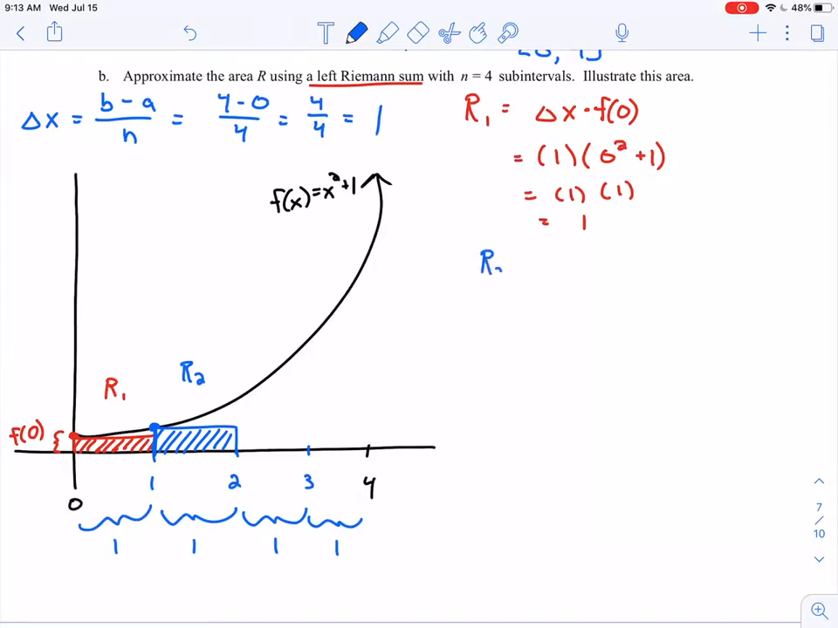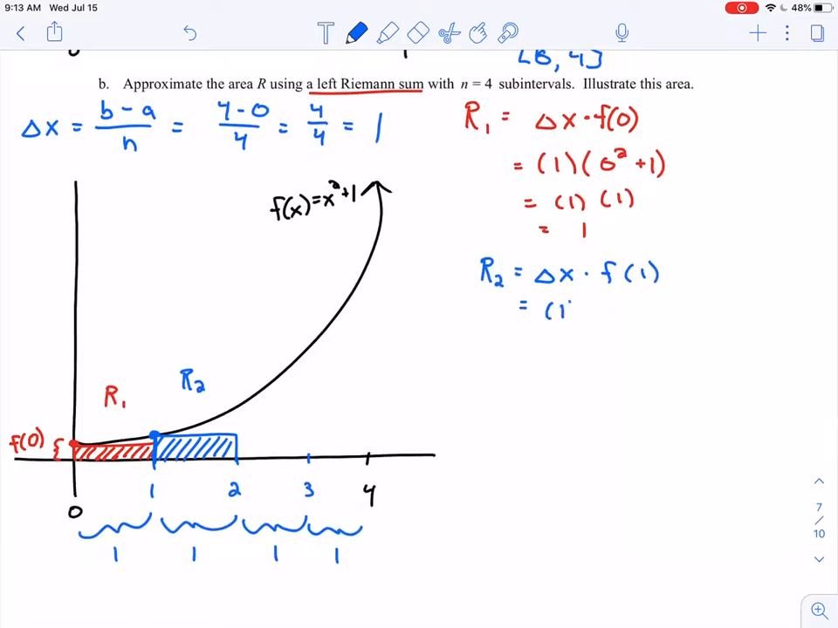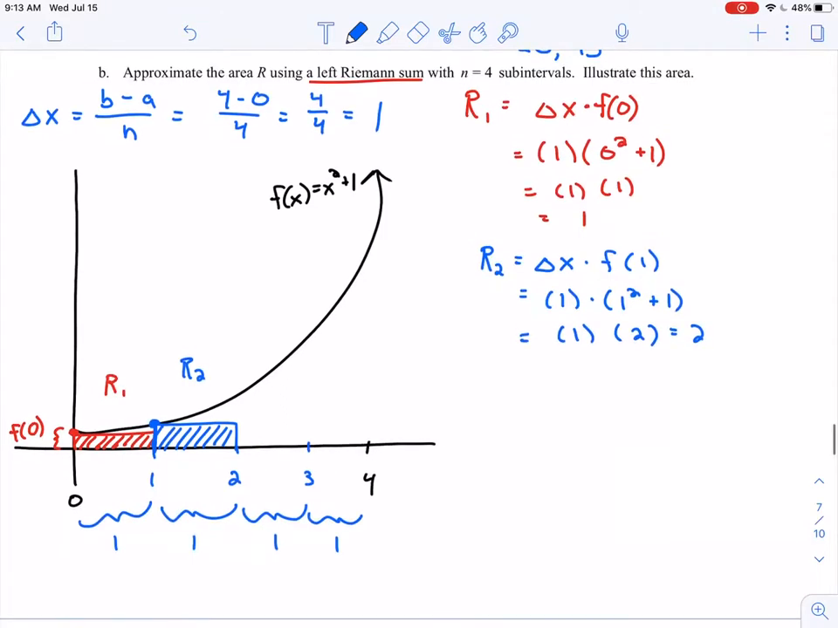So the area of rectangle 2 then, again, I'm just using base times height here. So I would take delta x times f of, we said the height of this rectangle, we used 1. So I'm going to take this 1 and plug that into my function. So this will be 1 times 1 squared plus 1. I have 1 times 2, which gives me 2. So the area of rectangle 2 is 2 units. And hopefully we're getting a feel for what this looks like now.